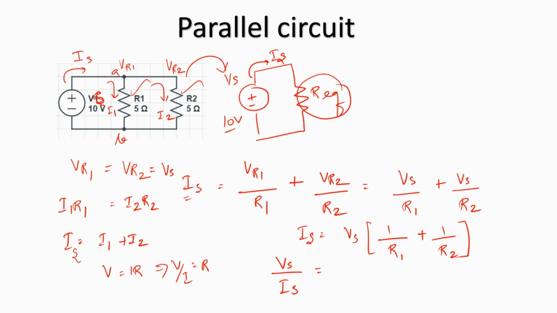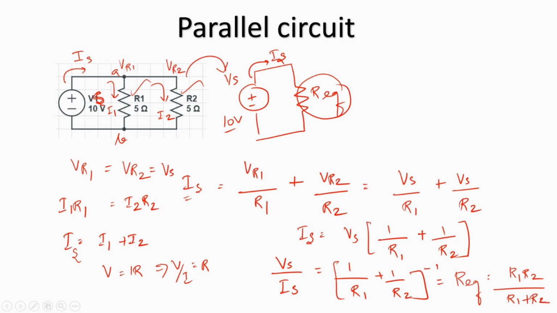In order to find that, we can say it is Vs by Is, which is ultimately what we are getting over here. Vs by Is is nothing but the reciprocal of 1 by R1 plus 1 by R2, or 1 divided by this entire thing. So we can write R equivalent to be equal to R1 R2 divided by R1 plus R2. So this is the equivalent resistance for parallel circuits.